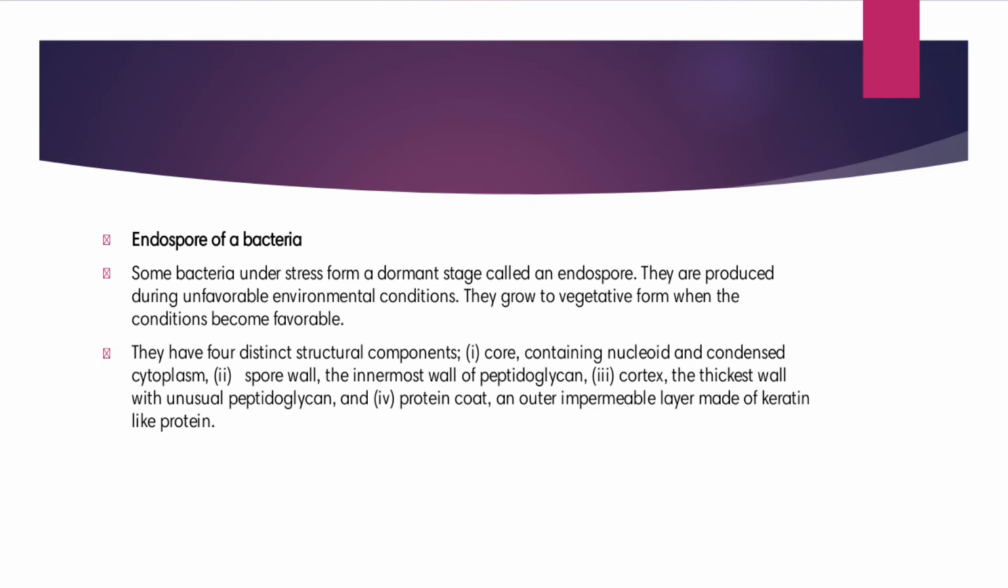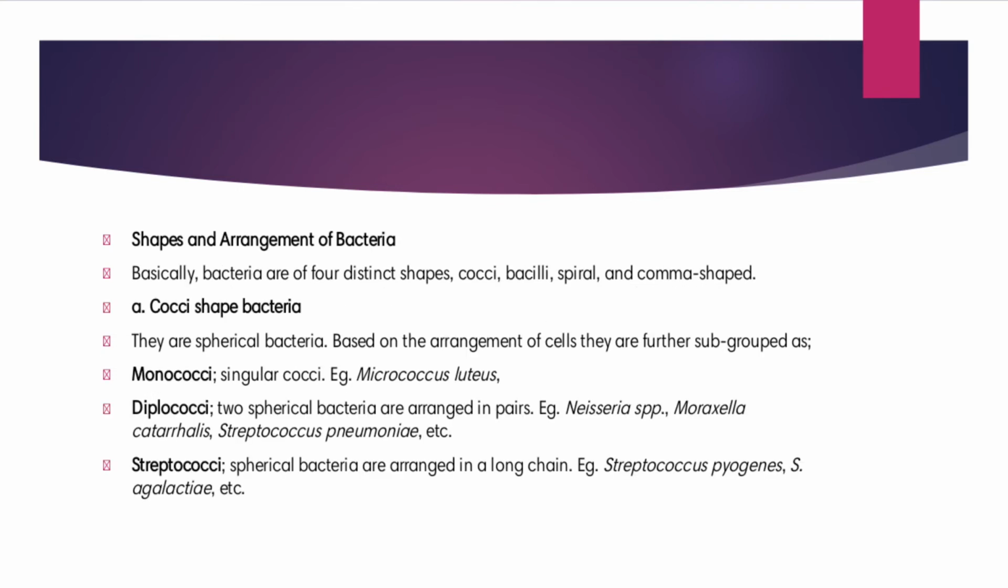They have four distinct structures of proteins: the core containing the nucleoid and condensed cytoplasm, the spore wall, the important innermost wall of the peptidoglycan, the cortex, the thickest wall with the unusual peptidoglycan, and the protein coat, an outer impermeable layer made of keratin-like protein.